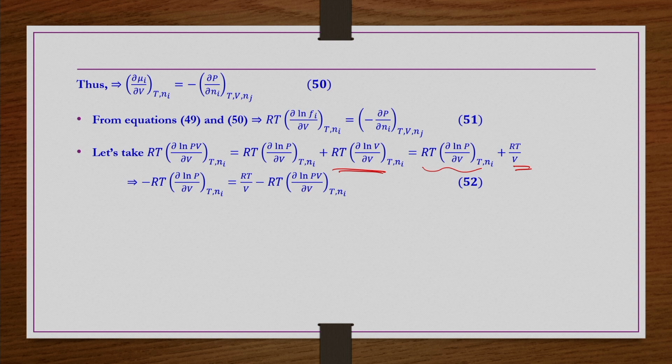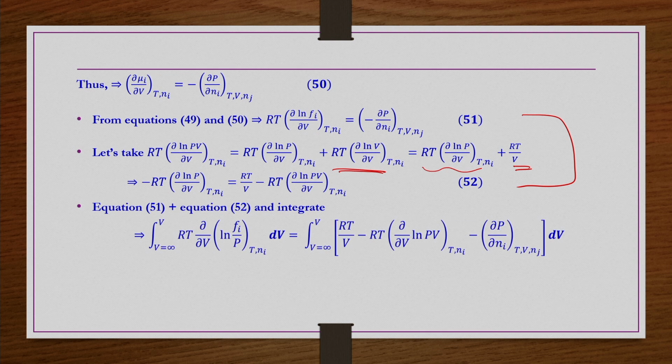Now simply add these two equations, 51 and 52. Then you will have RT ∂/∂V ln φi minus RT ∂/∂V ln P, which I can write as RT ∂/∂V ln(φi/P), since ln A minus ln B equals ln(A/B), and then we are integrating. That is the left hand side done. On the right hand side we have RT/V minus RT ∂ln PV/∂V, and then minus ∂P/∂Ni terms, which we are integrating.